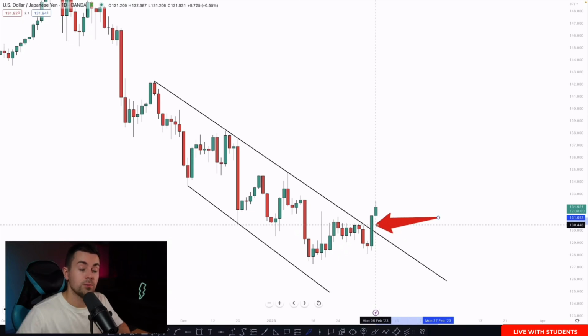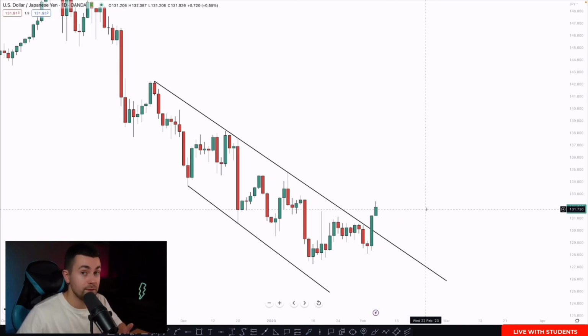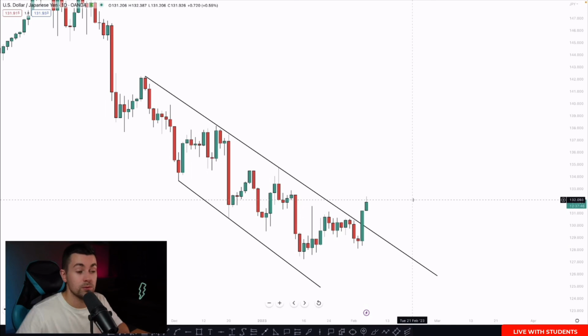On Friday the price has successfully violated the resistance of the channel to the upside. With this high momentum bullish candle, the price broke and closed above that, signifying a very strong bullish pressure. And we successfully closed above the resistance, and that will most likely push the pair higher.